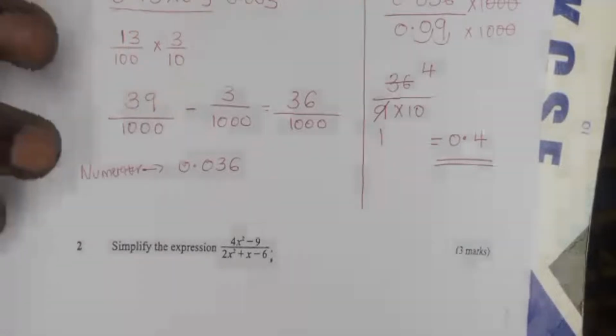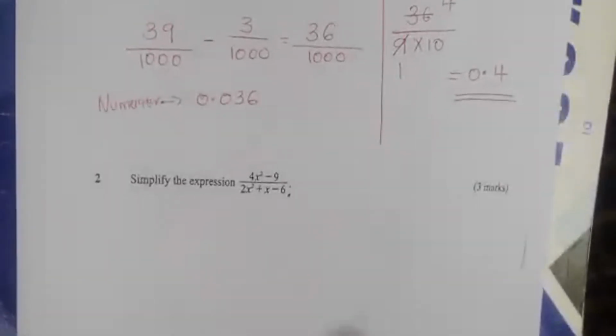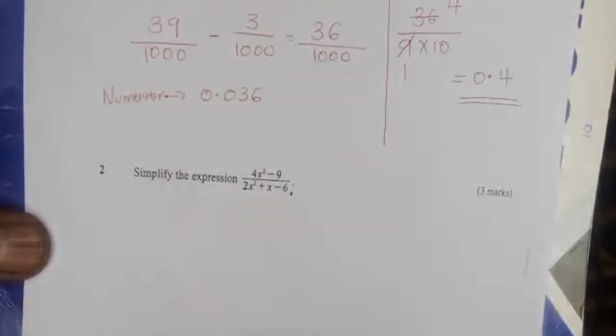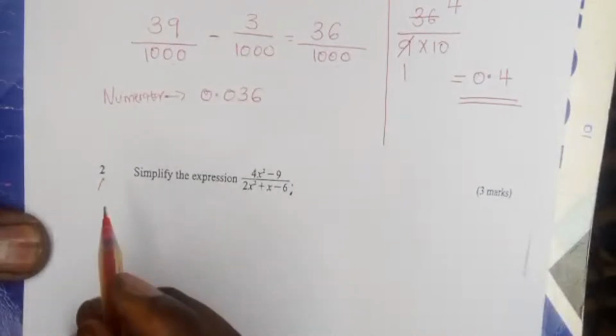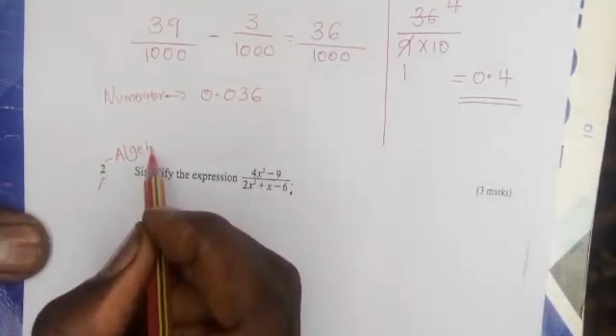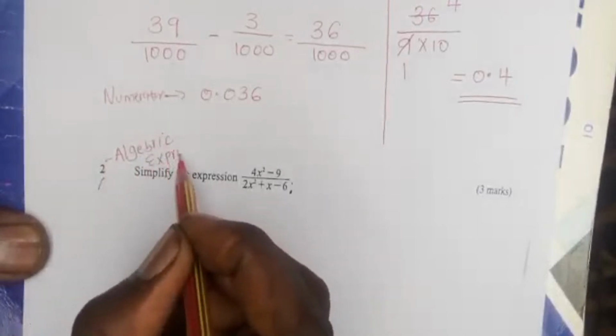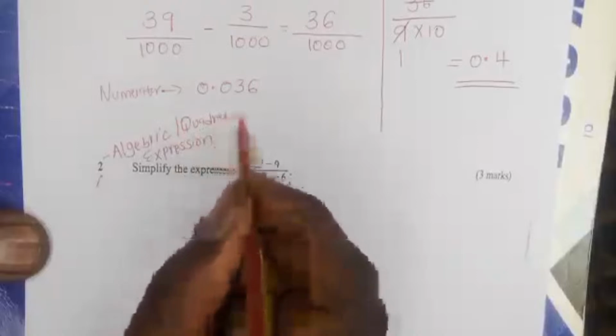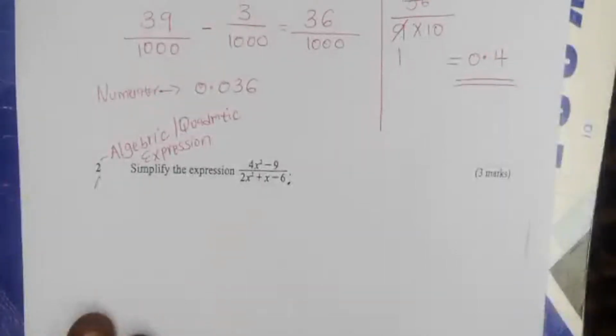Now, this is another topic that is mostly tested in paper 1. And this topic is called algebraic expression, or we can also call it the quadratic expression. This is a Form 2 topic, where you are introduced to factorization methods in Form 2. So let us look at how it was supposed to be done.